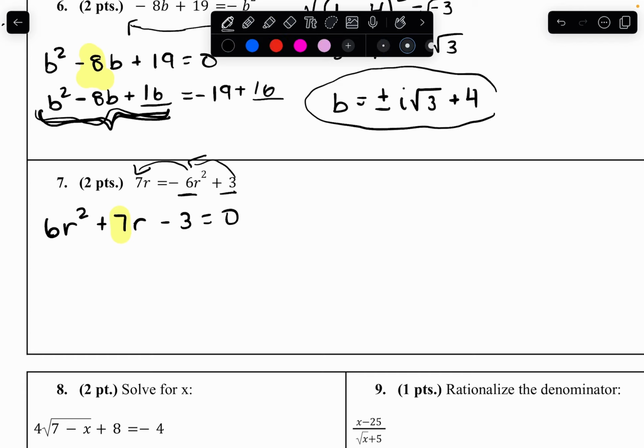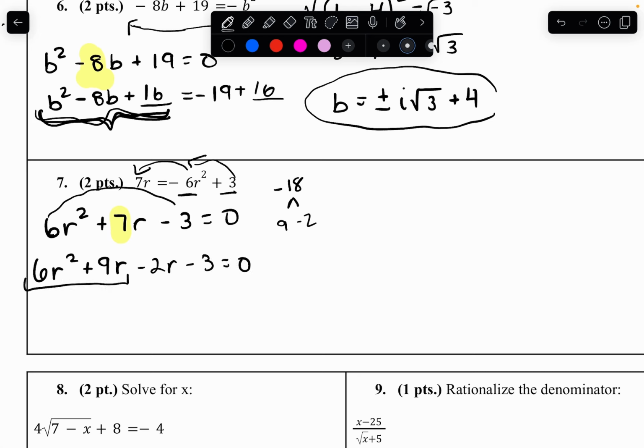So I might actually try to factor this by splitting the middle term before I try to complete the square on it. Okay, especially since a times c, in this case 6 times negative 3, is not such a big number. 6 times negative 3 is negative 18. Can I find two numbers that multiply together to give us negative 18 but added together give us 7? Maybe, I think 9 and 2. And let's make the two negative so that when we add them, we get positive 7. So now we have 6r squared plus 9r minus 2r minus 3 equal to 0.